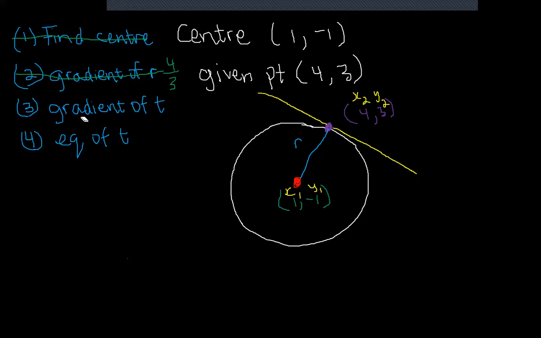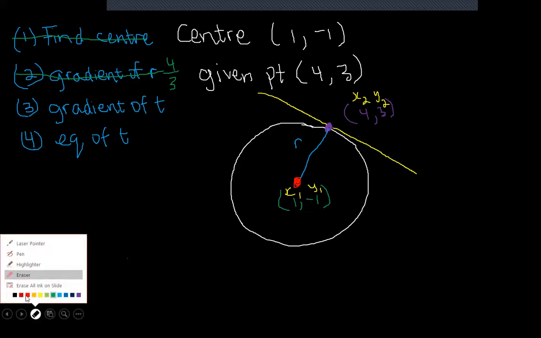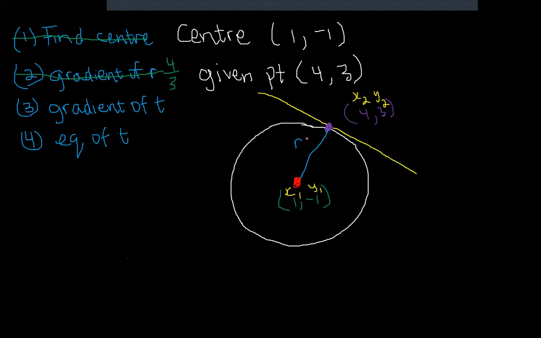The third step says to find the gradient of the tangent. Now, this is why we had to find the gradient of the radius first. We know from the previous class that the tangent, which is this yellow line, and the radius, which is the blue line, are perpendicular to each other.